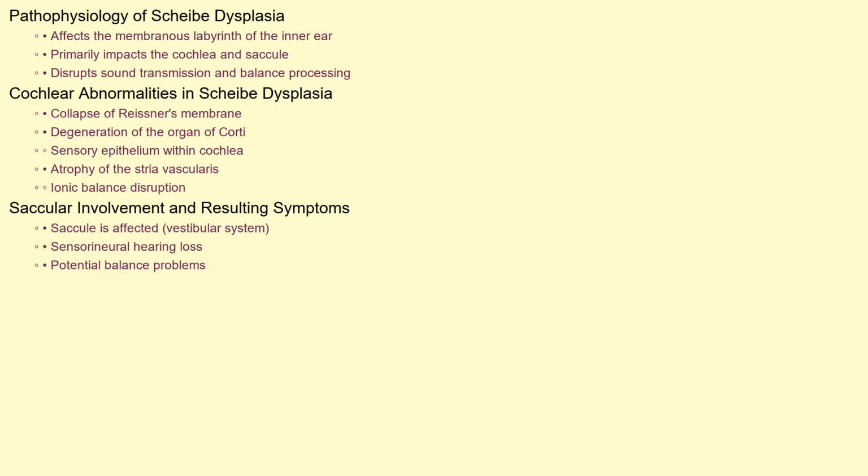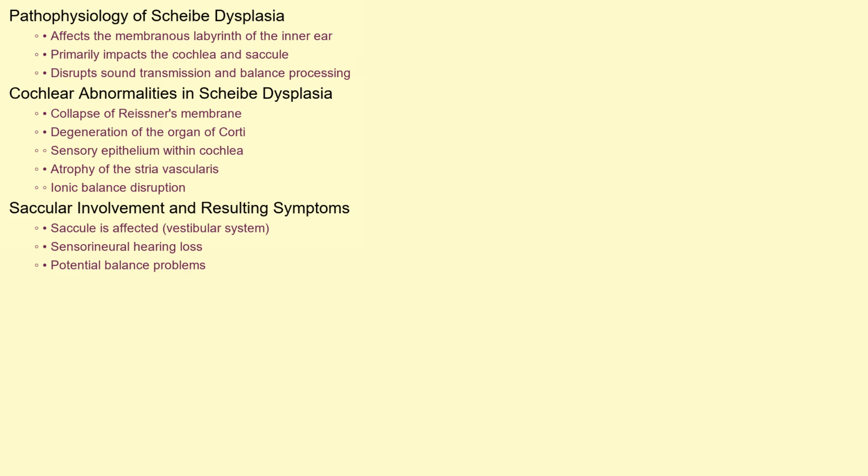Let's delve into the pathophysiology of Scheibe dysplasia. The primary area affected is the membranous labyrinth of the inner ear, specifically the cochlea and saccule. The cochlea, crucial for converting sound vibrations into electrical signals for the brain, exhibits a characteristic collapse of the Reissner's membrane and degeneration of the organ of Corti, the sensory epithelium within the cochlea. The stria vascularis, responsible for maintaining the ionic balance within the cochlear fluids, also undergoes atrophy. The saccule, part of the vestibular system responsible for balance, is similarly affected. These structural abnormalities disrupt the normal transmission of sound and processing of balance information, resulting in sensorineural hearing loss and potential balance problems.